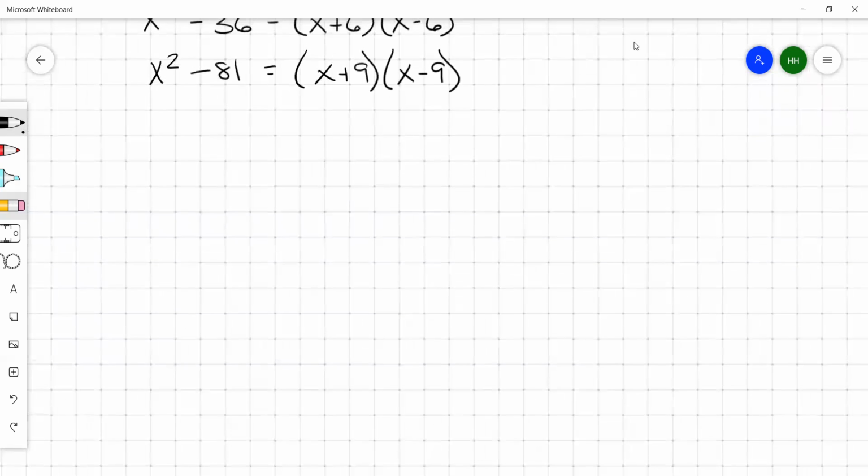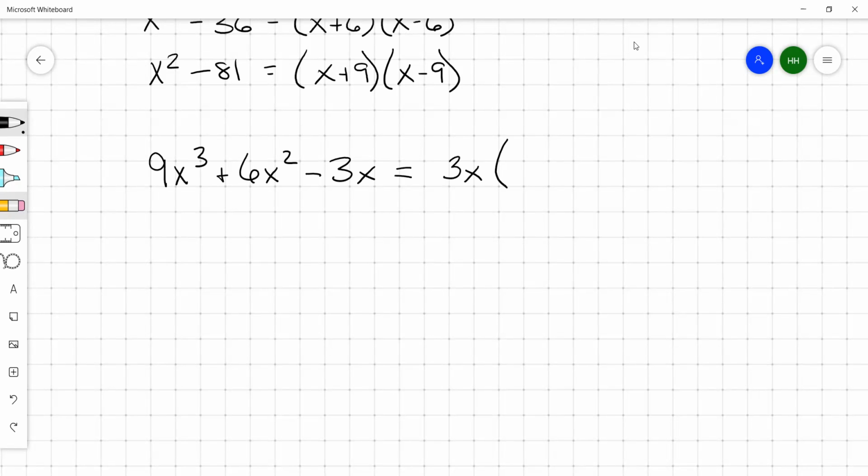One more right here. Let's say you got a 9x to the third plus 6x squared minus 3x. All the terms have an x in them, don't they? What else do they have in them? Numbers. What kind of numbers? 9, 6, and 3. What are they all divisible by? 3. So you can pull out a 3x, not just an x. You're pulling out as much as you can. So now 9x to the third divided by 3x is 3x squared, right? And then plus 6x squared divided by 3x is 2x. If this is minus, this is minus. 3x divided by 3x is 1. Something divided by itself is 1.